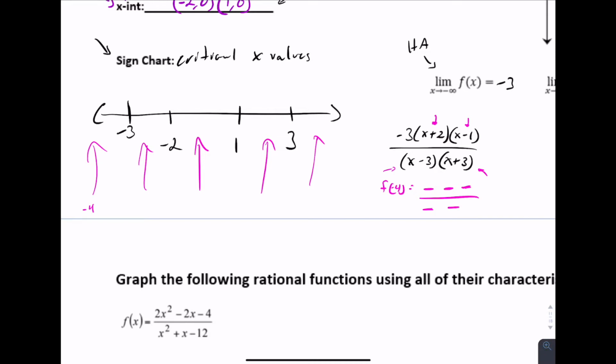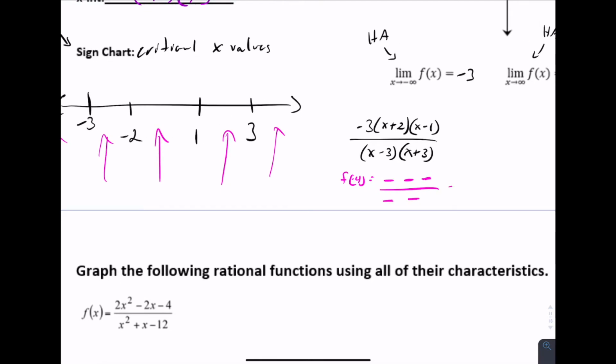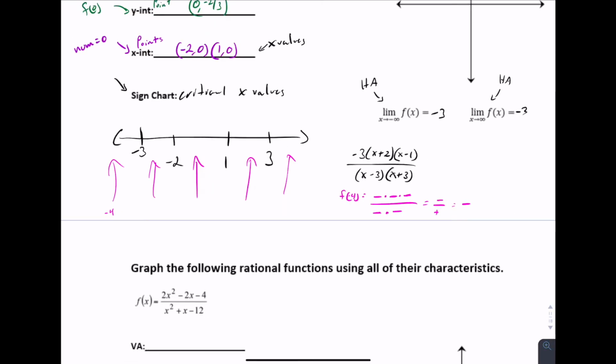All I care about are the signs. So the bottom is going to be a positive after all, because negative times a negative is positive. But a triple negative is going to stay negative. So negative divided by positive, negative. So now I know that before the negative 3, my sign is negative.